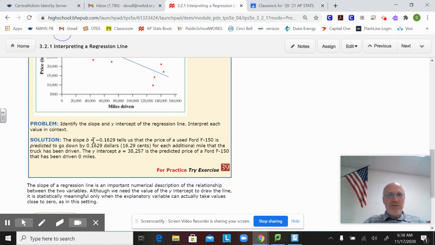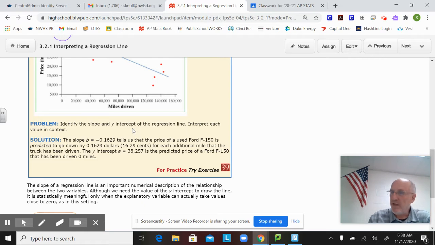The slope, b equals negative 0.1629, tells us that the price of a used Ford F-150 is predicted to go down by $0.1629, which is 16.29 cents, for each additional mile that the truck has been driven. And the y-intercept, 38,257, is the predicted price of a Ford that has been driven 0 miles. Okay.